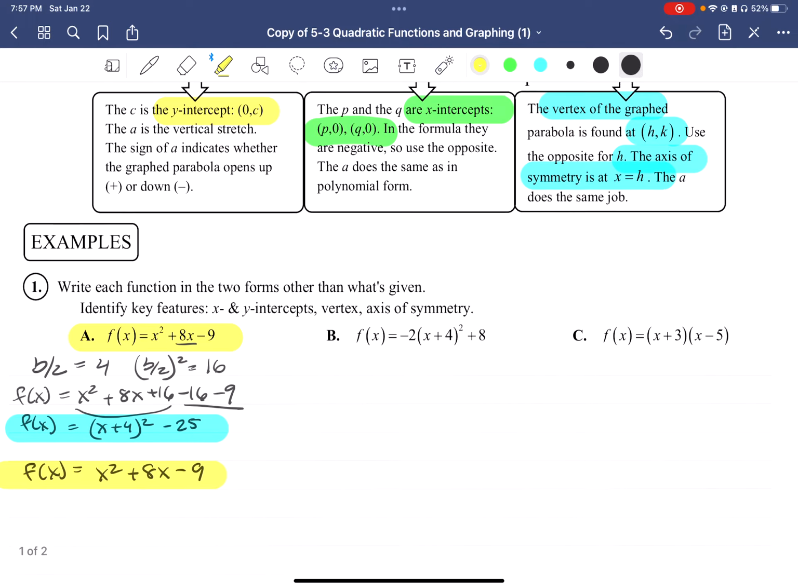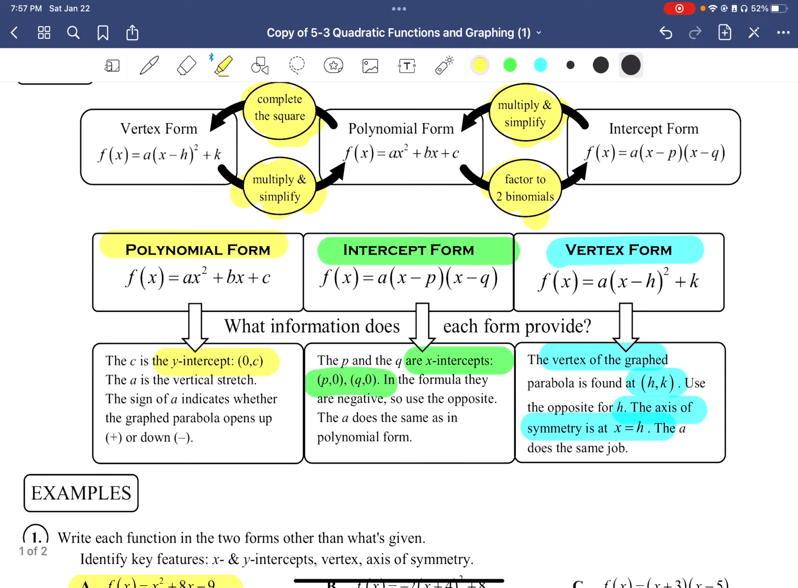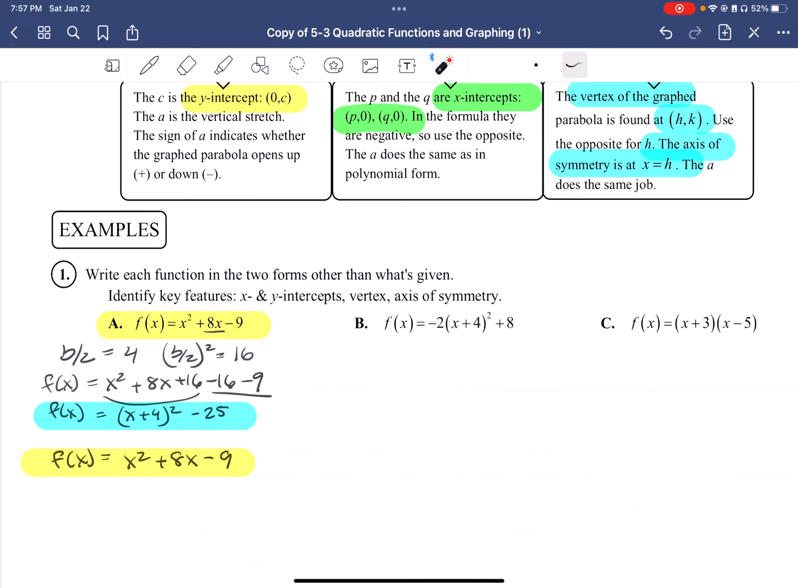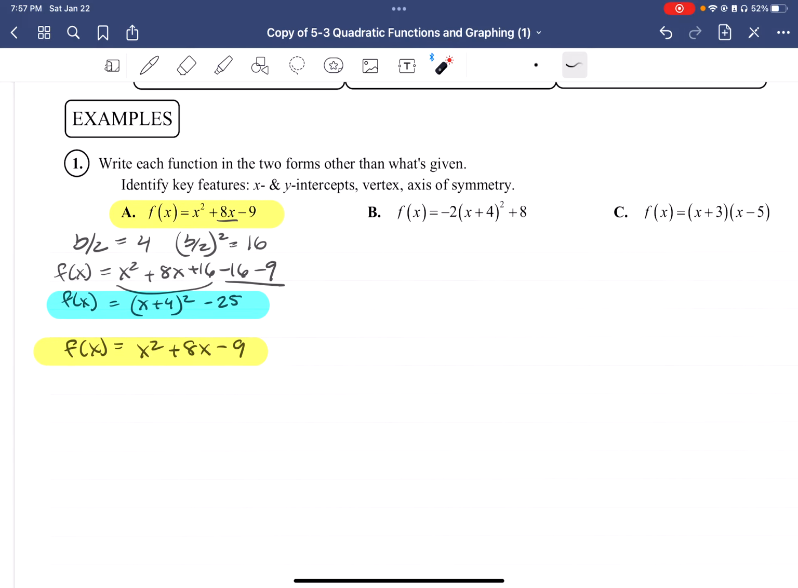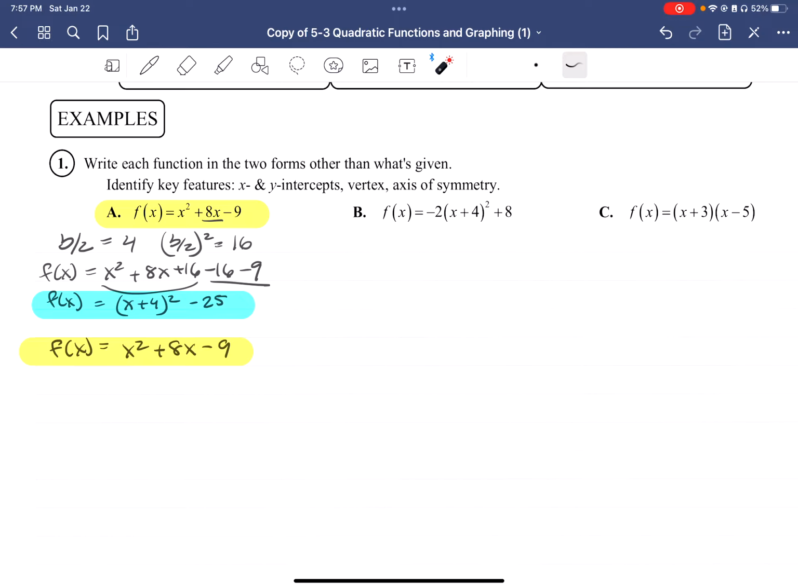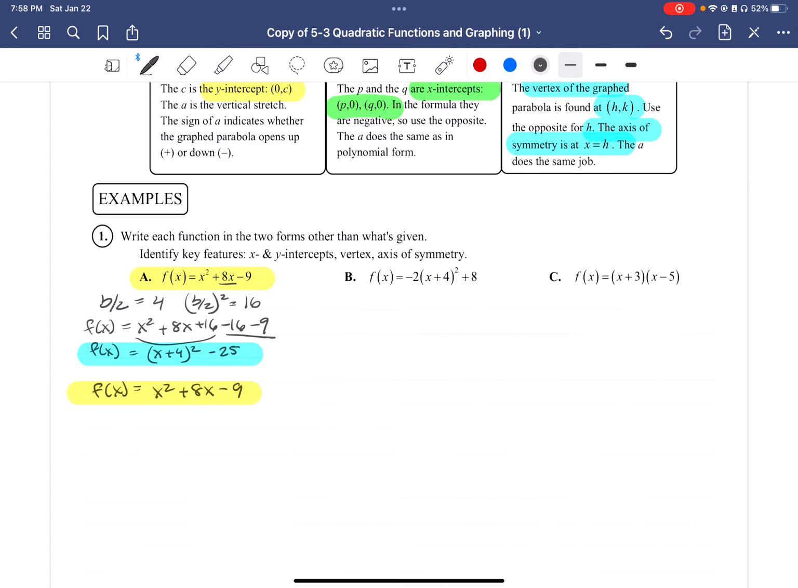All right, so let's look at our chart at the top. To get from polynomial form to intercept form, it says we're going to factor to two binomials. The method we're going to use to factor is the big X. It doesn't really make sense to use the quadratic formula because that's just going to give us our intercepts. It's not going to give it to us in factored form. So we're going to need to actually factor, which means we're going to use our big X.